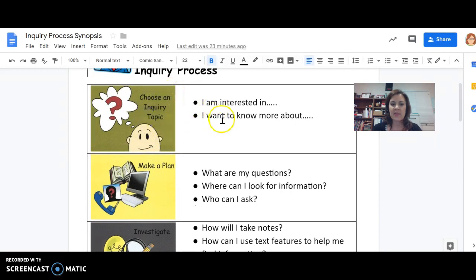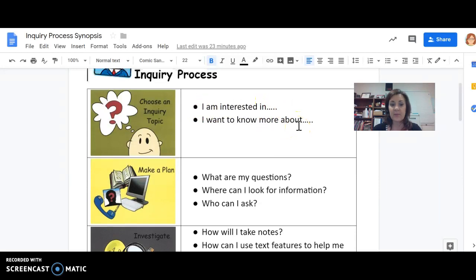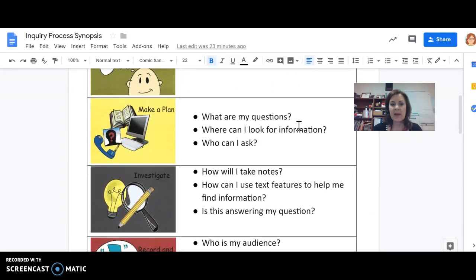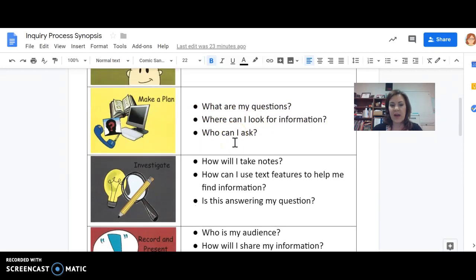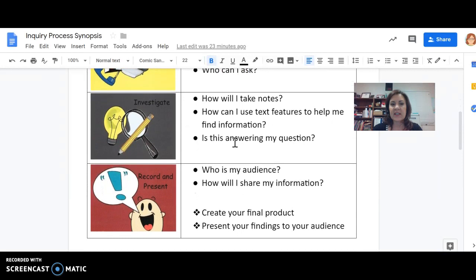So as we approach this topic, we're wondering, like, what are you interested in? What do you want to know more about? And then we're going to make a plan. This is where you formulate questions, and this is where we're really focusing on today's lesson. And then decide where can you look for your information or who can you ask. The investigation stage is really the learning part of it, and we have to ask ourselves, how are we going to keep track of what we're learning?